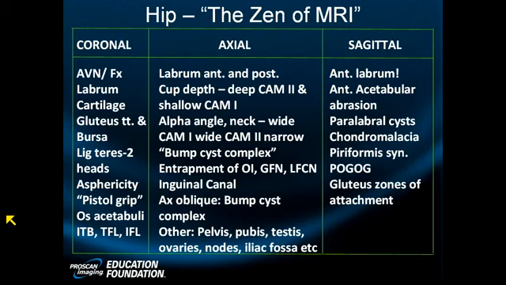There are many structures that insert on the greater trochanter of the hip. I've got a little mnemonic here for you, POGOG, which represents the piriformis, the obturator internus, the superior gemellus, the obturator externus, and the inferior gemellus. The gluteus zones of attachment from back to front will be articulated and demonstrated on cases as we move forward.